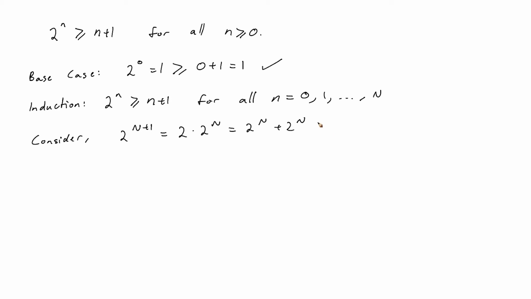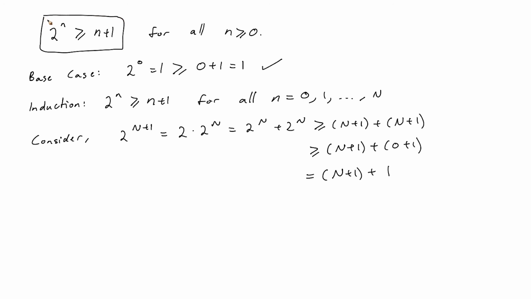And by the induction hypothesis, so that's this assumption up here, we have that each of these terms is greater than or equal to n plus 1. Now, n is greater than or equal to 0, so we can replace one of these n's by, say, a 0. And then this side here is n plus 1 plus 1. So what we've shown is that this thing holds with n plus 1 replaced, and so this completes the induction.